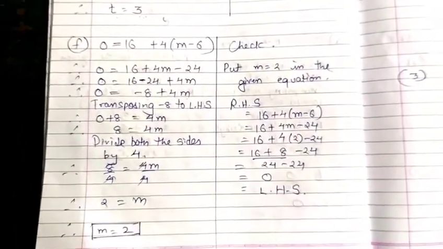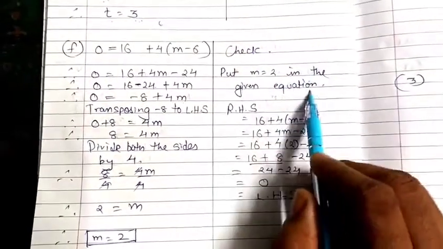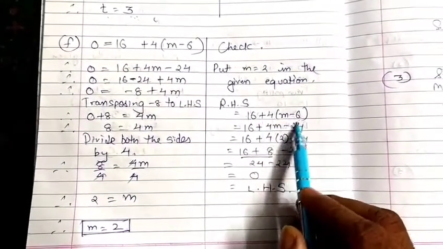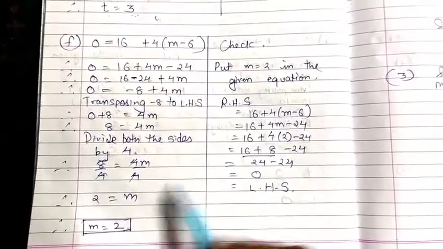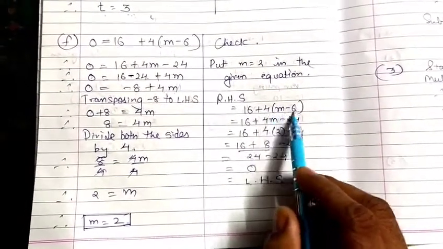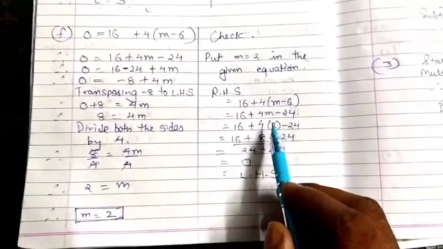Now try to check whether this solution of the equation is correct or not. So put m equals 2 in the given equation. Write down the expression of the right hand side. Over here, 16 plus 4 in bracket (m minus 6). In place of m, write down 2. See, if you multiply then also it's okay. 4 into m, 4m, 4 6s are 24, negative 24.